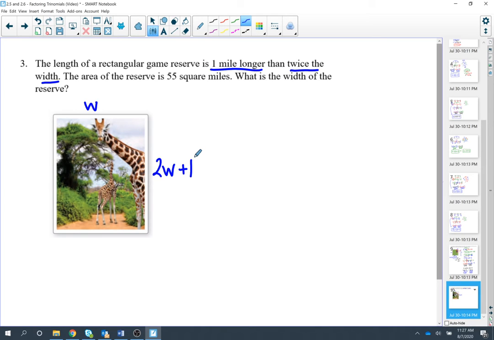The area is 55, and I know the area is length times width. So length times width equals area. What is the width? Meaning, solve for W. Okay, here we go. Now, once again, that's a polynomial expression. It's equal to 55. I have to figure out what W is so that I get 55.